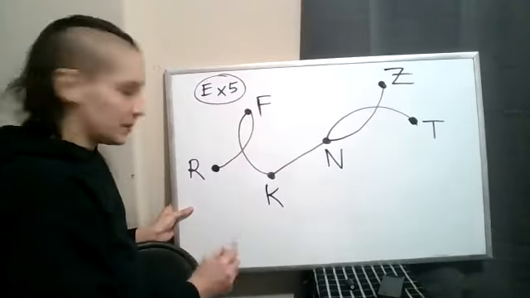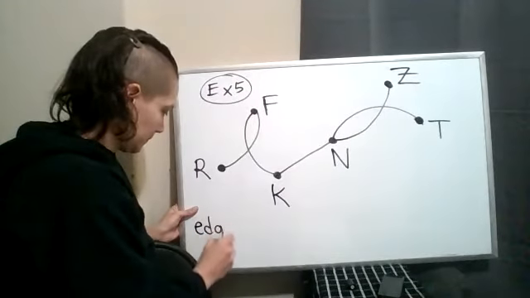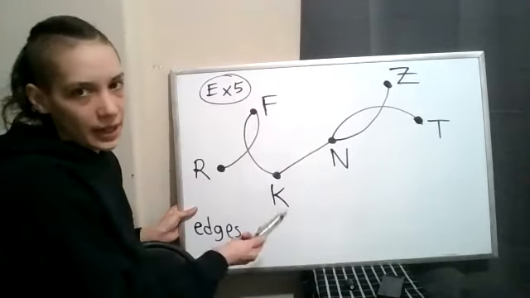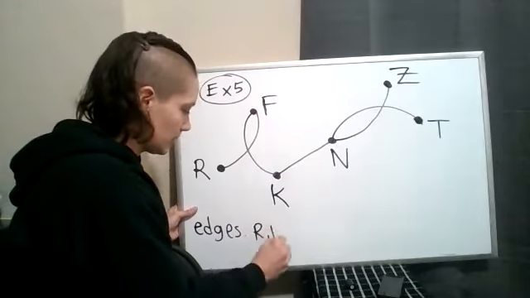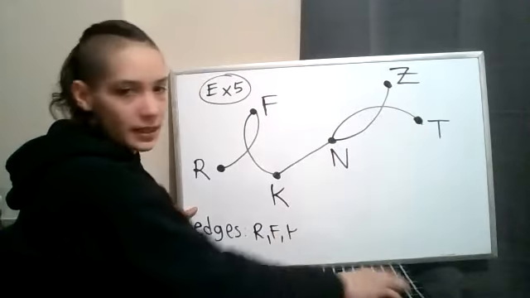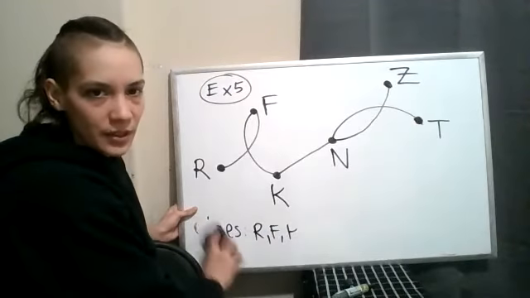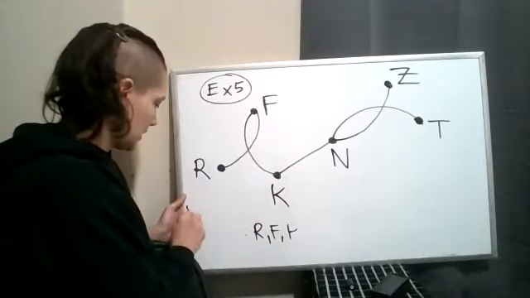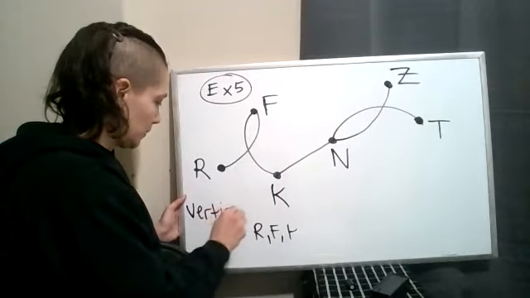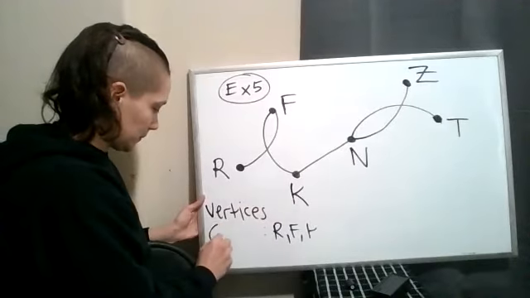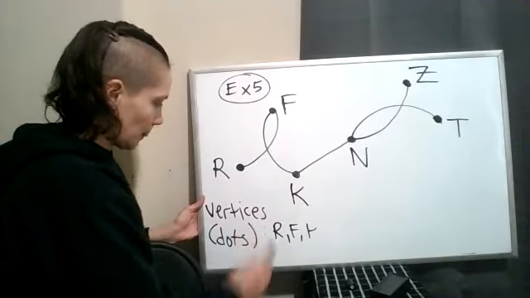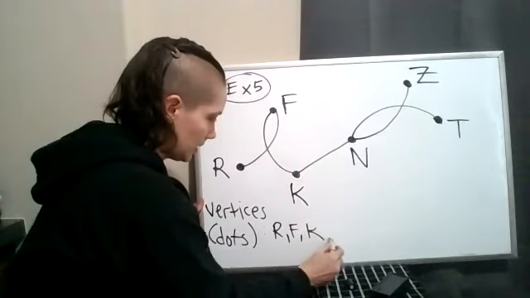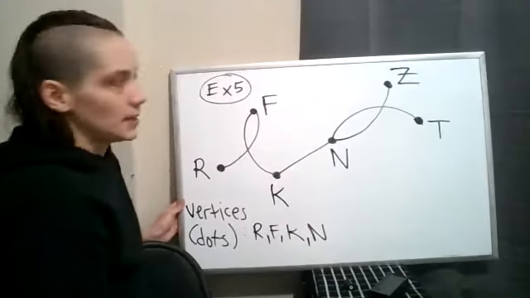Okay, edges. So R, F, K. Oh, I'm sorry, I keep mixing this up. We're doing the dots first, which is vertices. Vertices, dots. Okay, R, F, K, N, C, T.